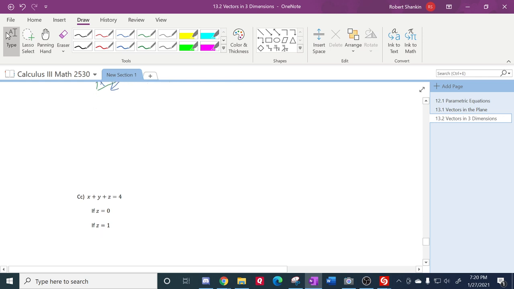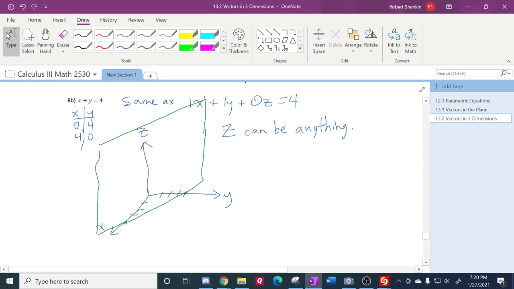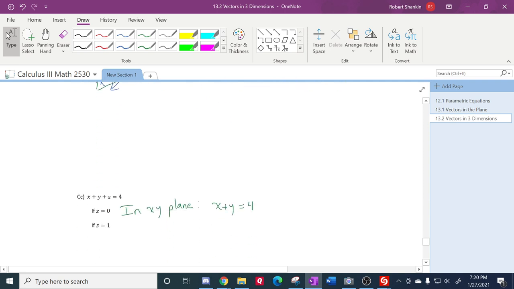If I had x plus y plus z is equal to 4, I would start with, alright, let's suppose z is 0. Then I'm going to be in the xy plane. Because remember, z is the height that we're at, so we're on the floor now, in the xy plane, and in the xy plane, I'm just going to get x plus y equals 4, which is the same line that we had before. X plus y equals 4 was that green line.